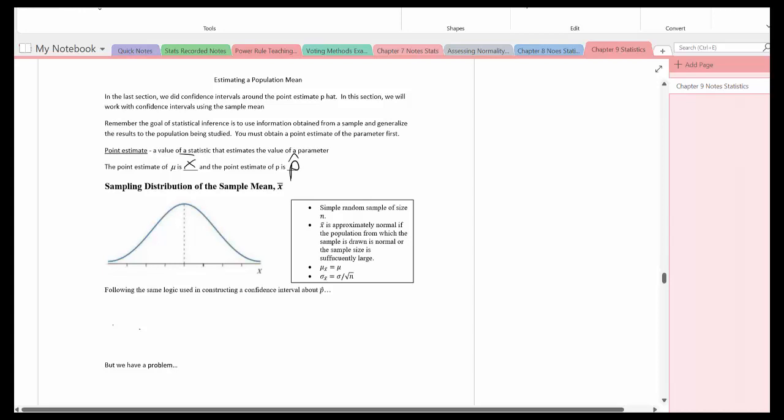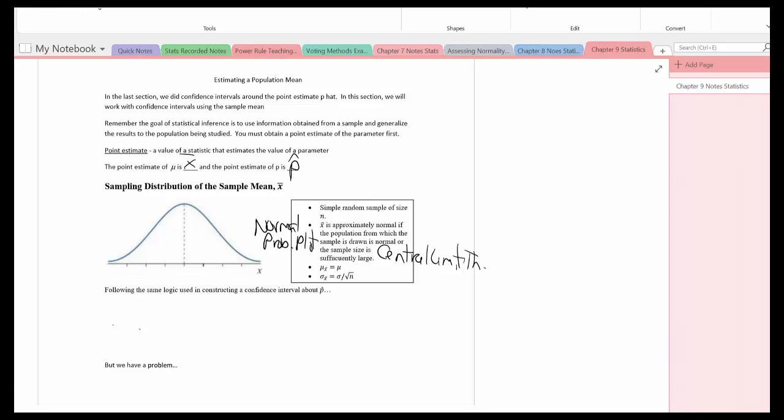Now, the sampling distribution of the sample mean x bar. You need to have a simple random sample of size n. X bar is approximately normal if the population from which the sample is drawn is normal. That is the normal probability plot. Or the sample size is sufficiently large. That talks about the central limit theorem. Okay. The mean of x bar is equal to the population mean. The standard deviation of x bar is the population standard deviation divided by the square root of n.